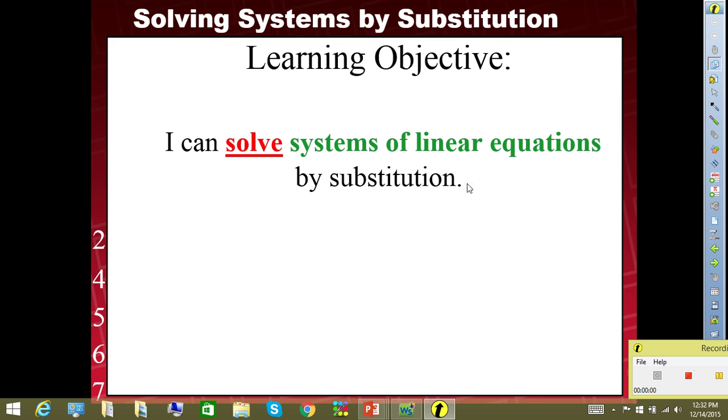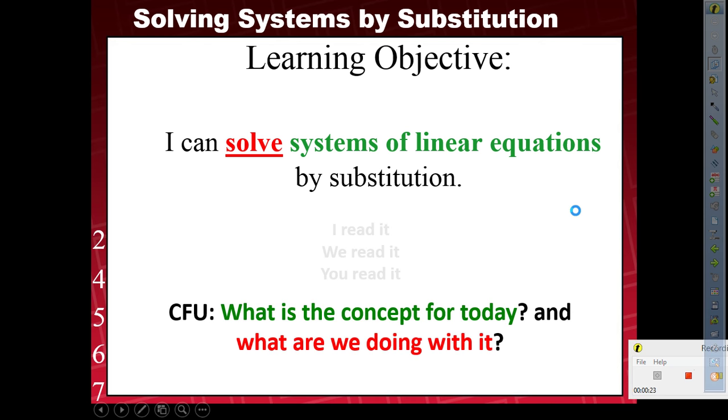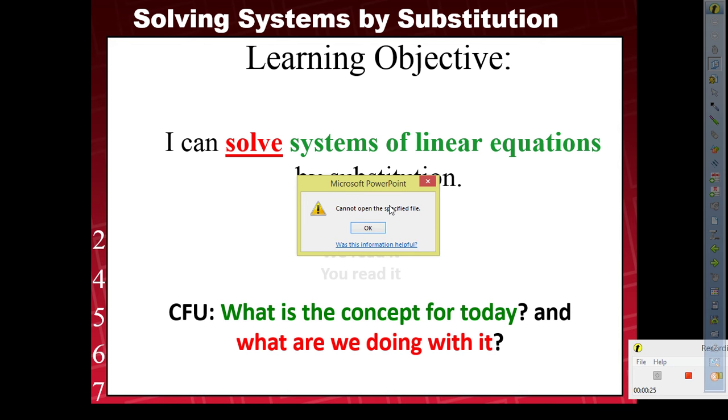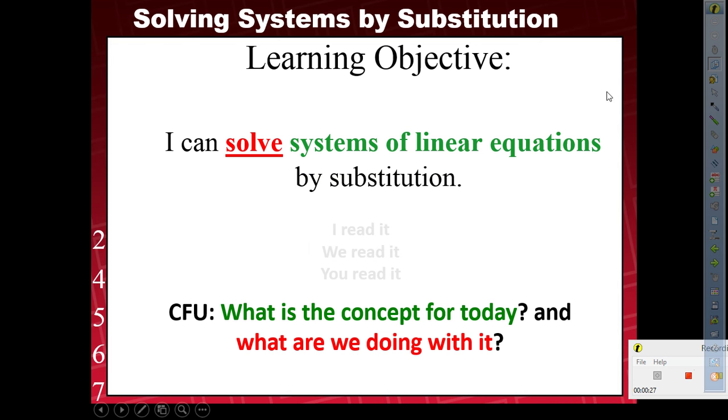Our objective for today: I can solve systems of linear equations by substitution. Let's read together. 1, 2, 3. I can solve systems of linear equations by substitution. So last week we started already with solving systems, but by graphing, which means today we're not going to graph. We're going to use the substitution method. By substitution, we don't need a Frayer model since we already know what systems of linear equations look like.